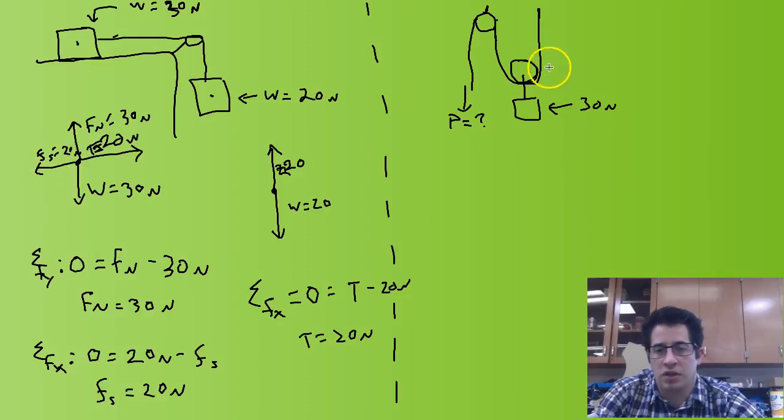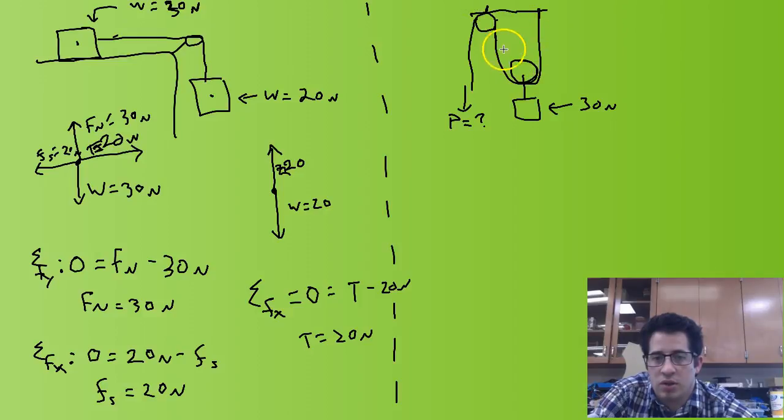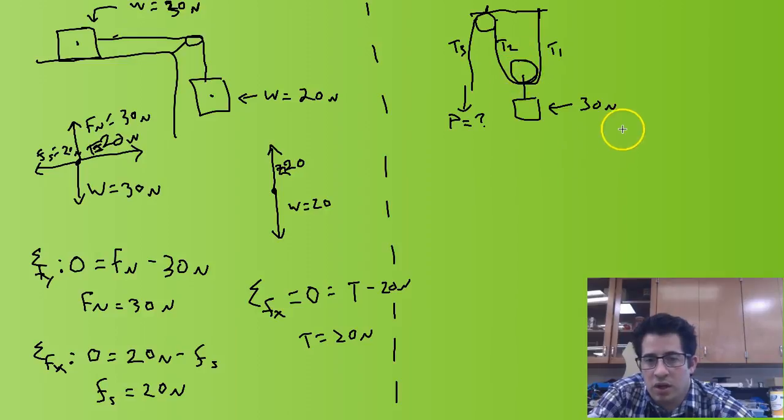Alright, and then for this last scenario here, we have a block hanging from a pulley, and the cable that's running through the pulley is attached to the ceiling, and then it runs to another pulley, and then there's someone pulling on it down here. So we want to know how strong the pull is. Well, if we do a free body diagram for this pulley, we'll call this T1, and this T2, and this T3. Okay? So we'll do a free body diagram for this pulley right here.